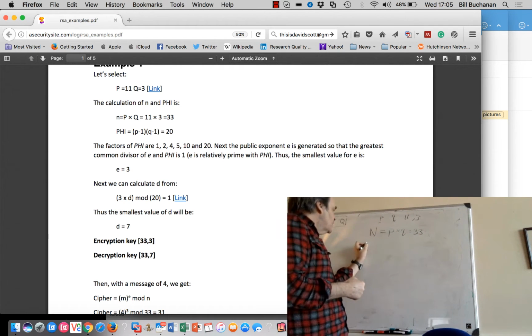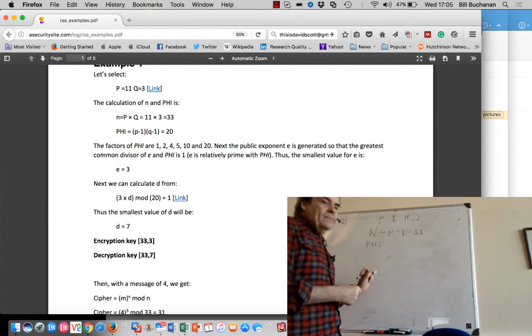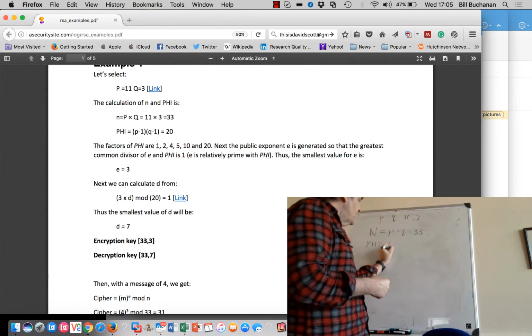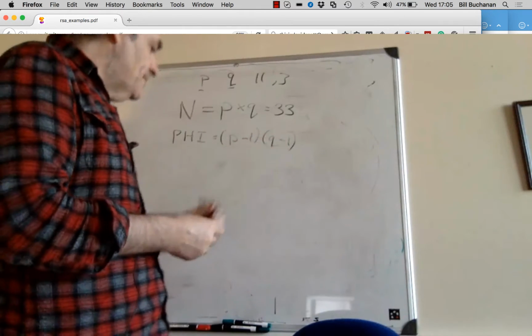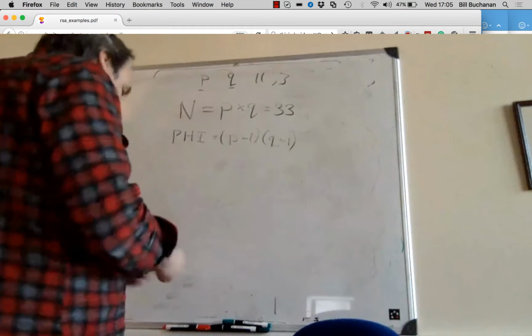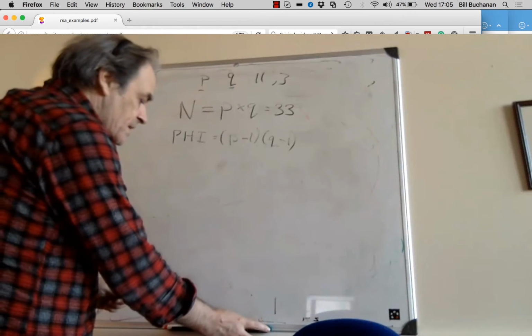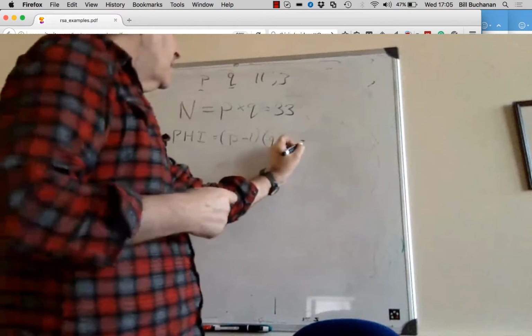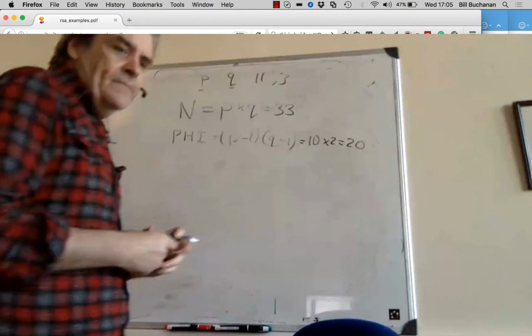The next thing we do is calculate a value called phi. Phi is equal to P minus 1 times Q minus 1. So in this case, we have 11 and 3, so that becomes 10 times 2, which is 20.